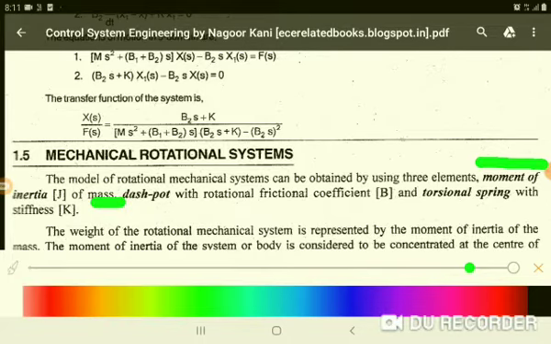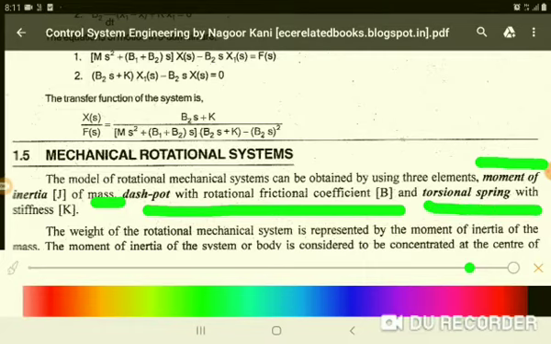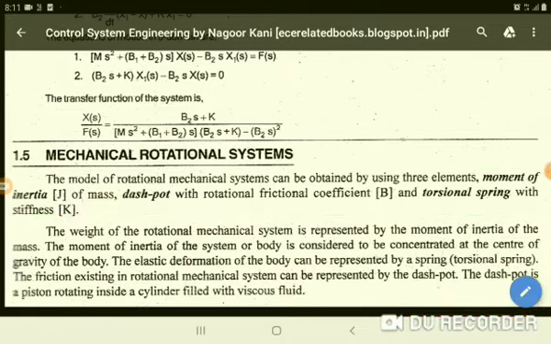Then the dashpot in a translational system, here is the dashpot with rotational friction coefficient B. Then the horizontal spring with the stiffness K. So these are all the essential things. You have to keep them in your mind.